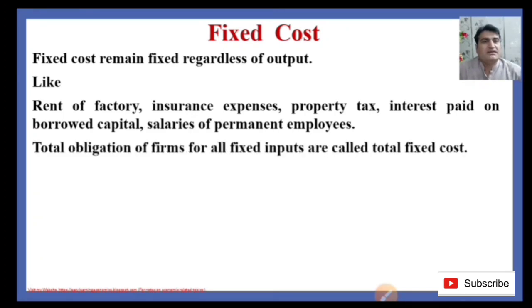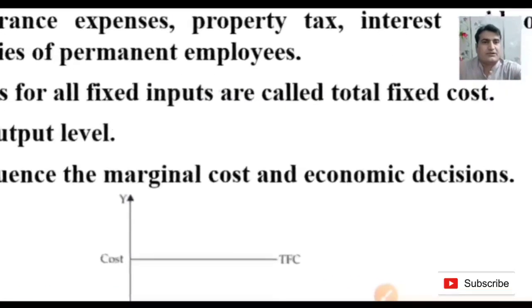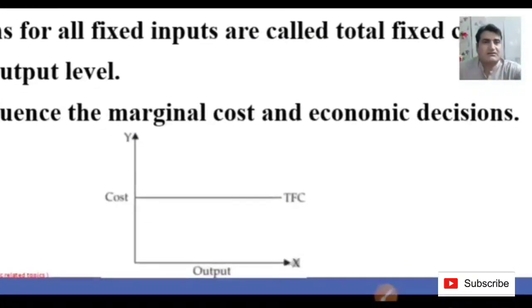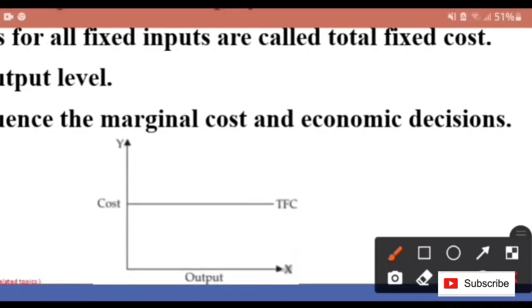So we can define the fixed cost as the total obligation of firms for all fixed inputs, called total fixed cost. They don't vary with output level. So fixed cost does not influence the marginal cost in economic decisions. Here we can analyze the shape of fixed cost. Fixed costs remain fixed whatever the level of output. If output increases, the cost remains fixed.